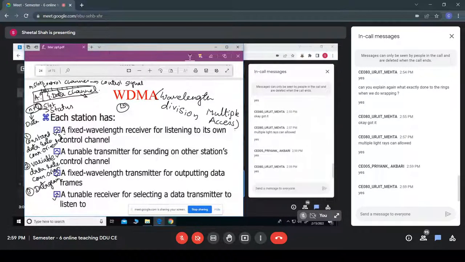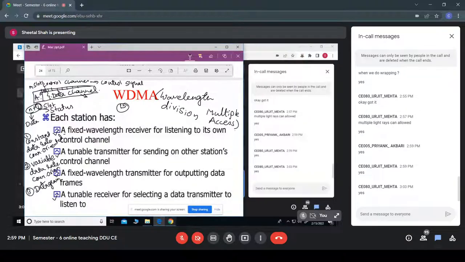A fixed wavelength receiver to listen to its own control channel. And if it wants to communicate with B, it has to tune its control channel to B's control channel. Okay, a tunable transmitter and send the control signals to B. A tunable transmitter for sending on other station's control channel. Then a fixed wavelength transmitter for outputting data frames.